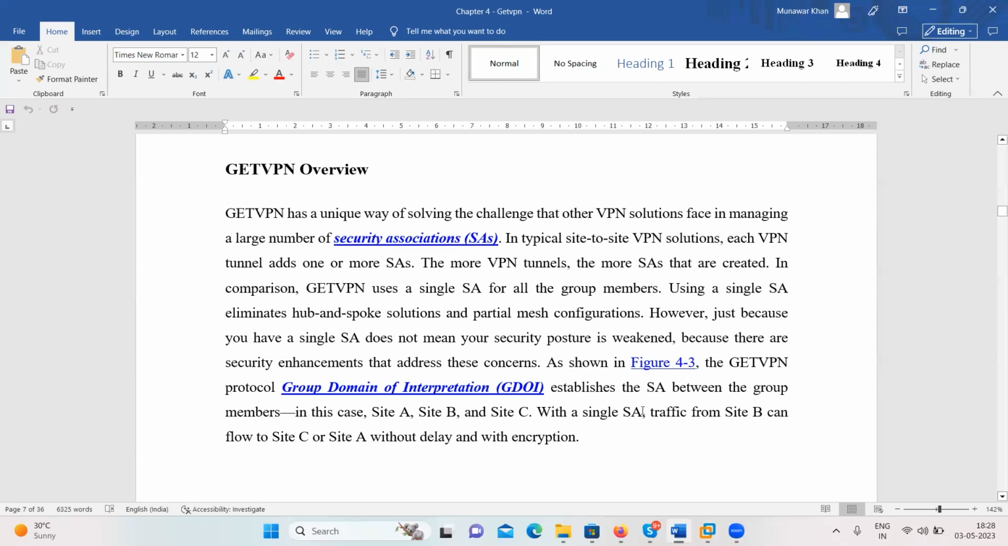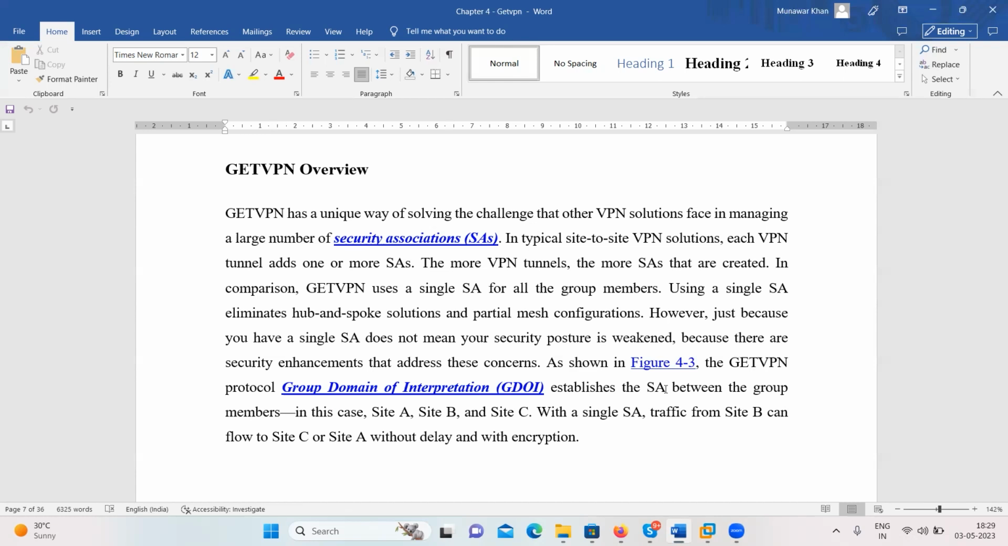What is the advantage you are going to get when you use this GDOI protocol? This GDOI establishes a security association between the group members, so site A, B, C. With a single security association, traffic from site B can flow to site C without delay and with encryption. See, this is the beauty. This is the important factor that you have to know, because in site to site it is not like that. In site to site you have multiple security associations between the peers.